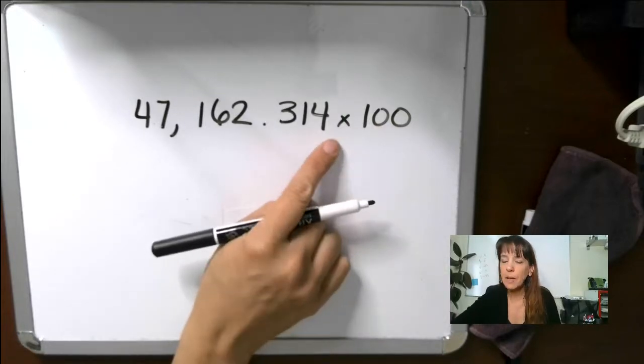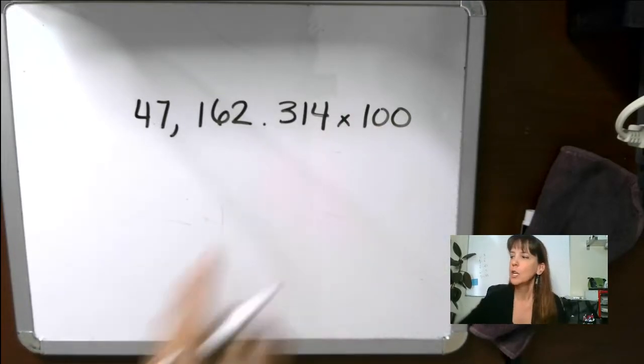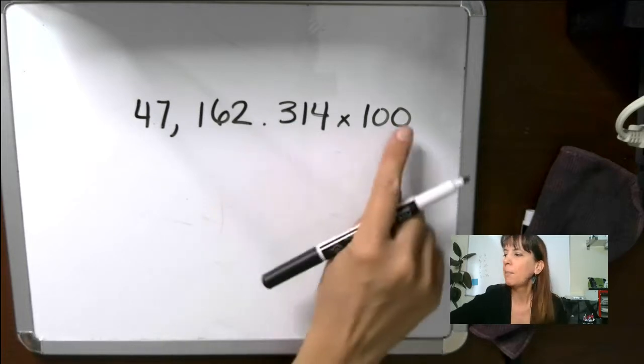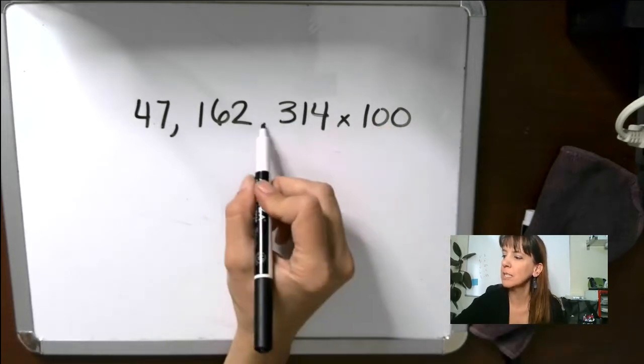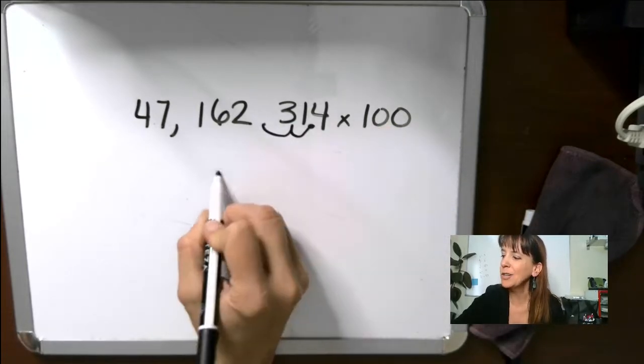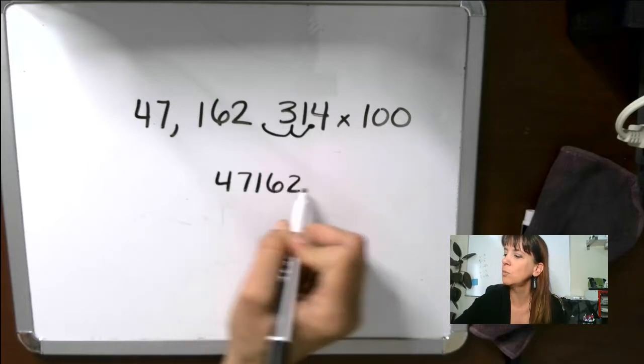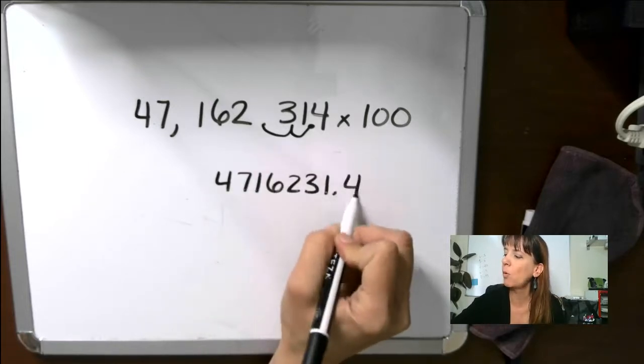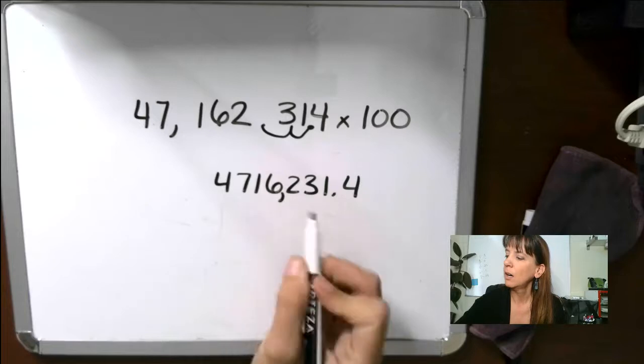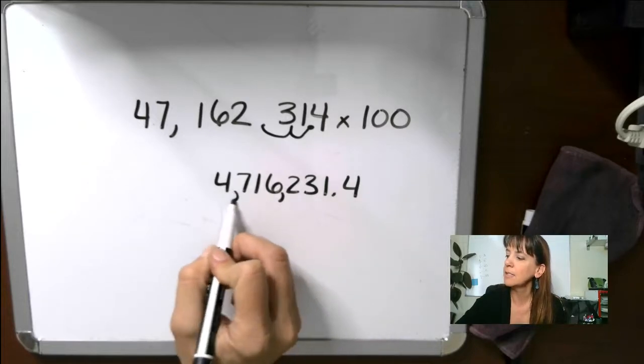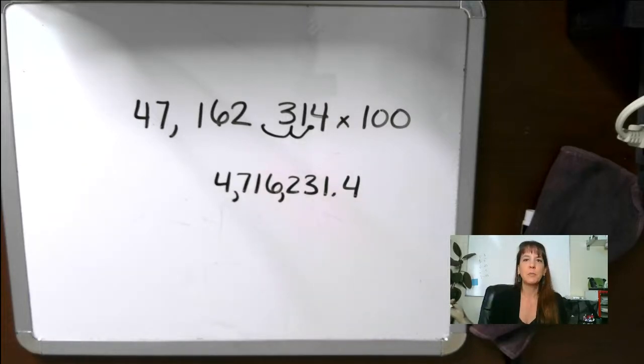And when we multiply numbers, we make them larger. So we're going to make this number larger by 2 zeros. So we're going to move this decimal over 2 spots. Our new number is 4,716,231.4. And let's throw some commas in there just to make life a little bit easier, right? So that's it. All you've got to do is count the number of zeros and then move the decimal over that far.